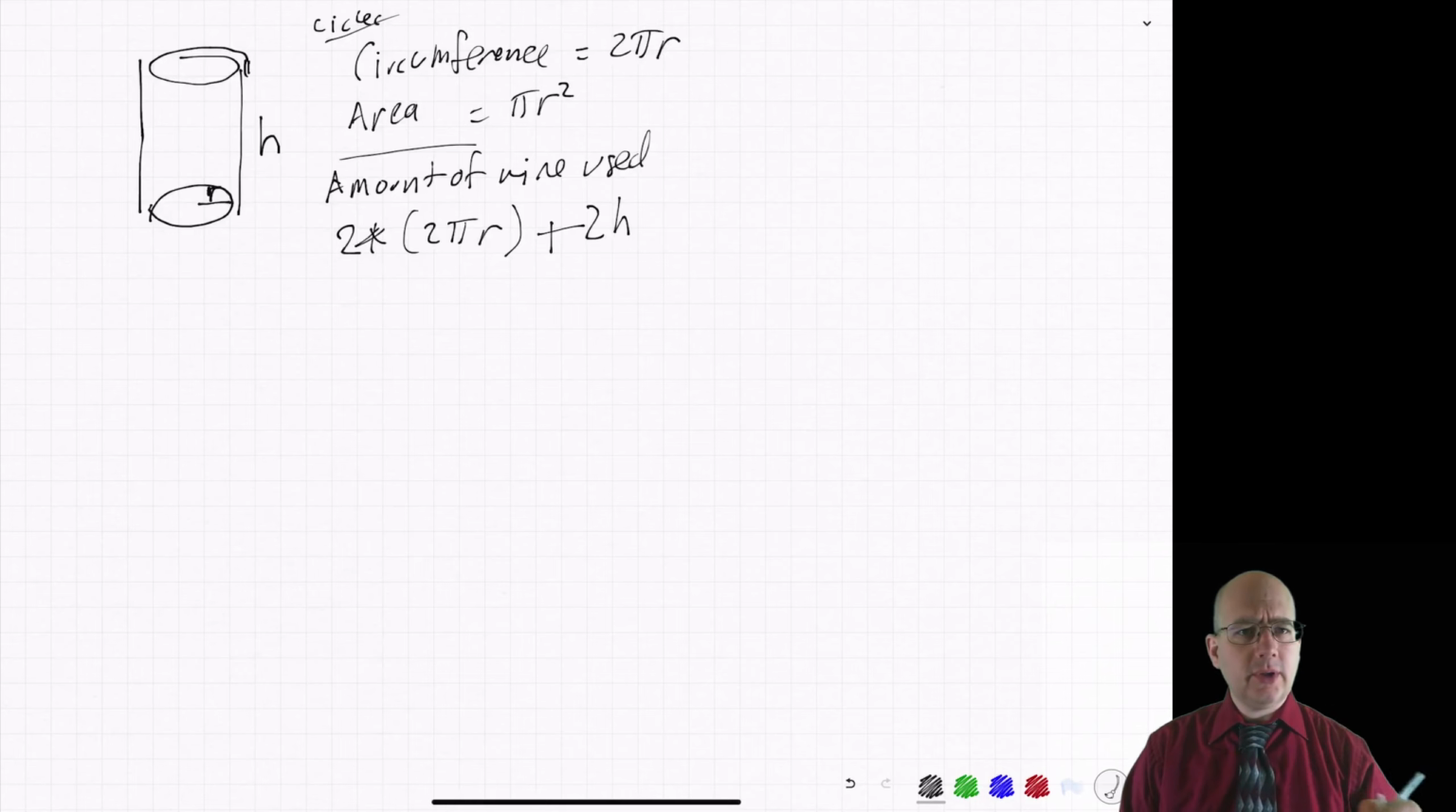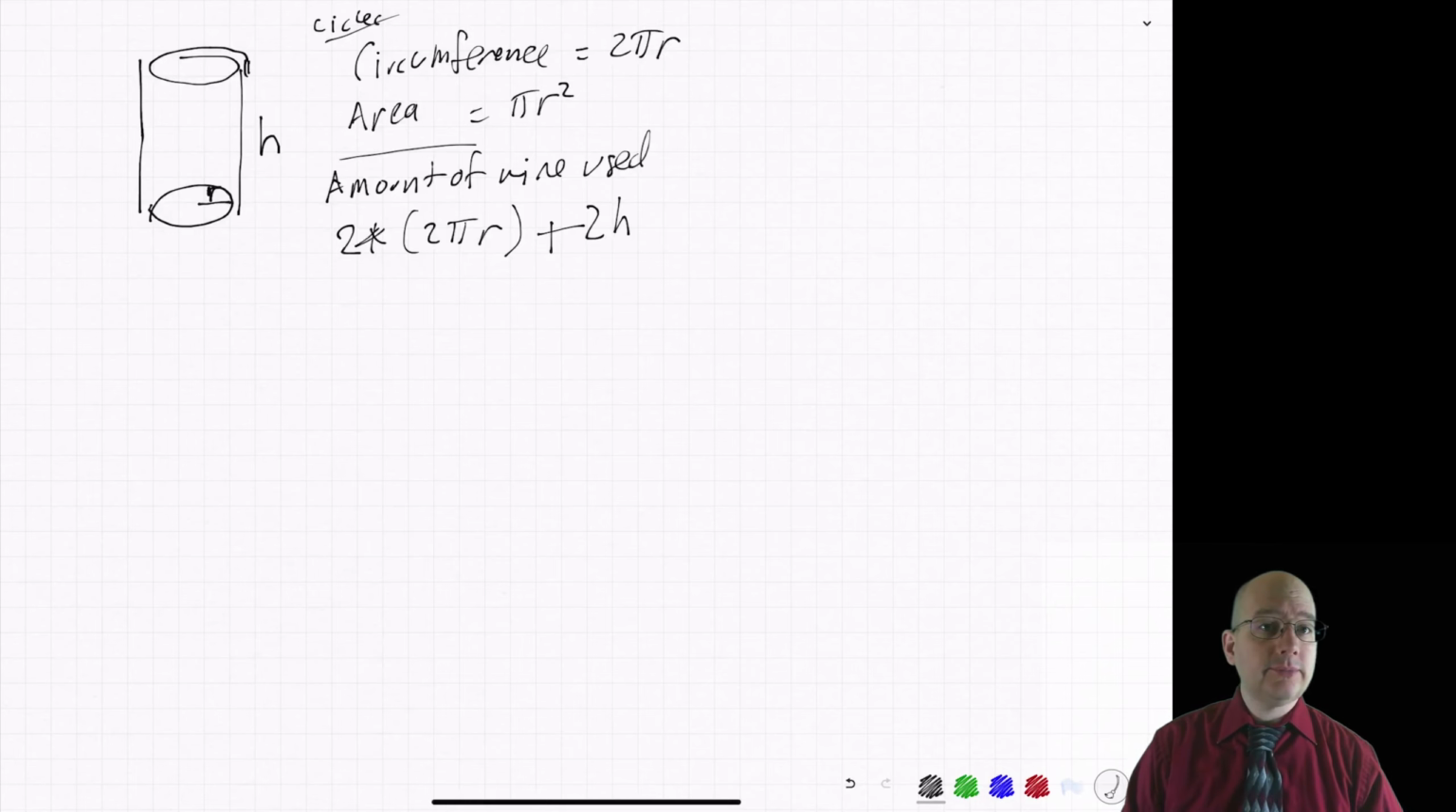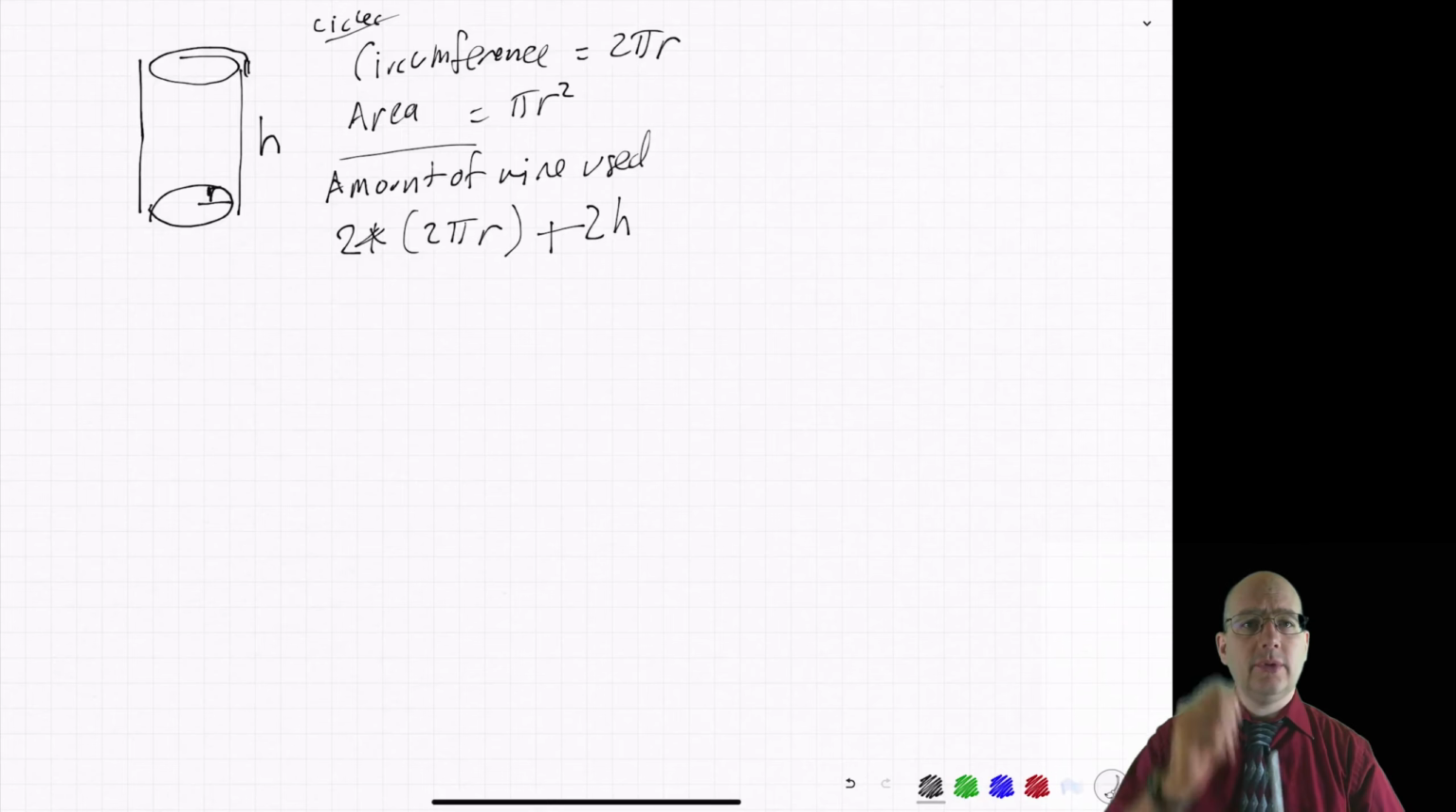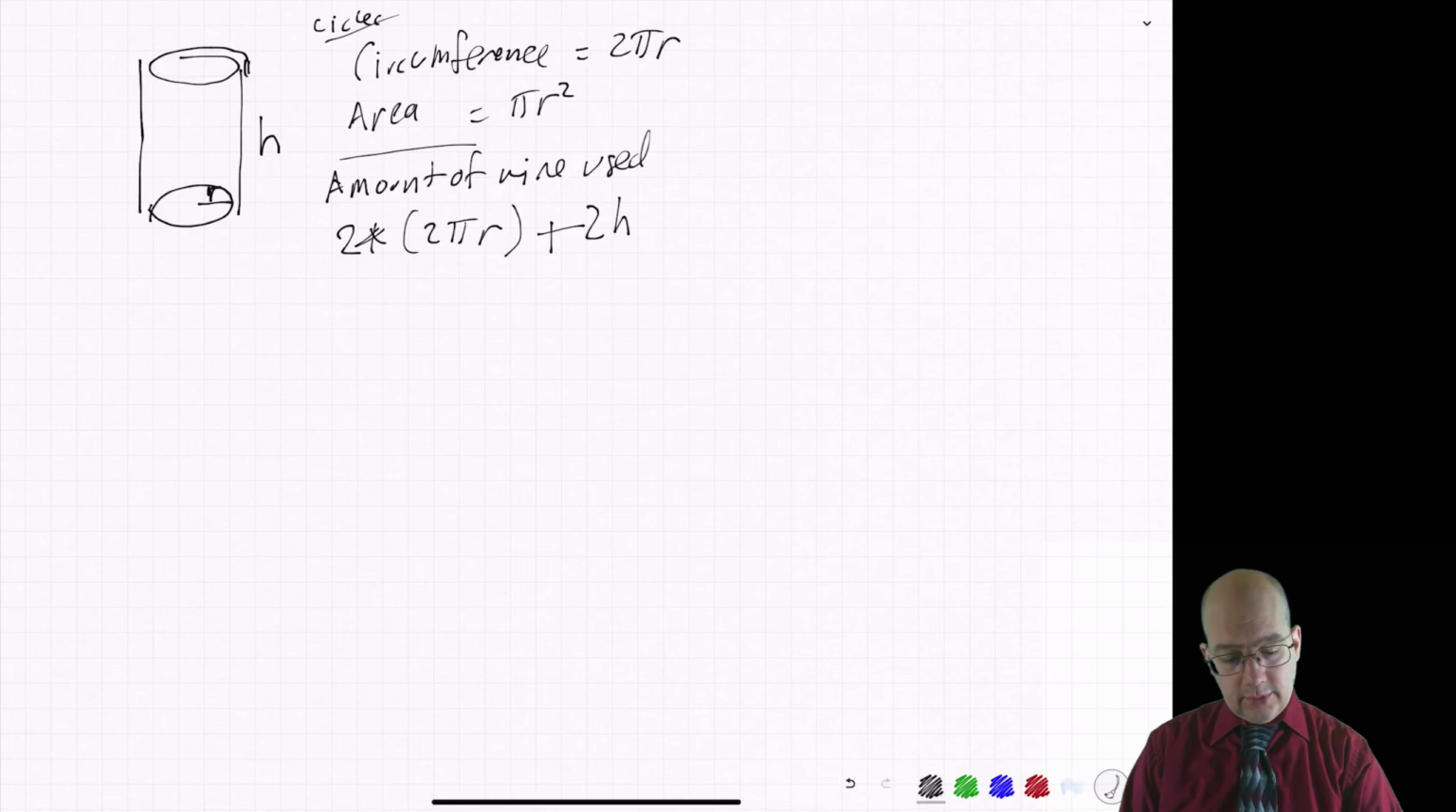Or maybe add some more layers. Maybe have a circle in the middle. So there's various different things you can do to change this setup. You could also just maybe have a singular height that goes down in the middle, holding the top and the bottom. Whatever. And you could do a number of different constructions. This is what I'm going with. Amount of wire used, and then what is the volume?